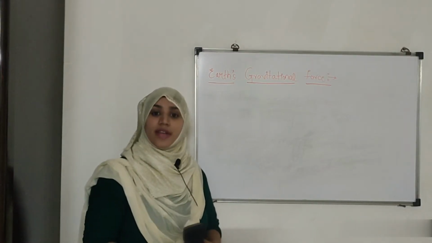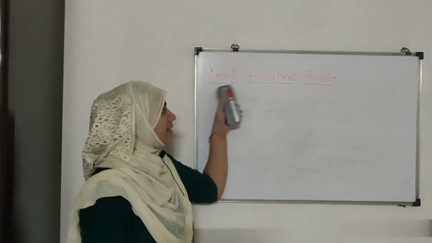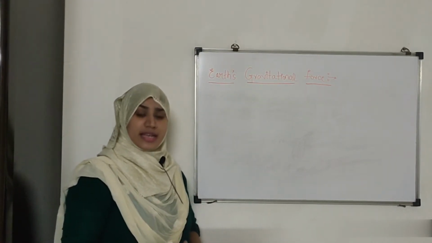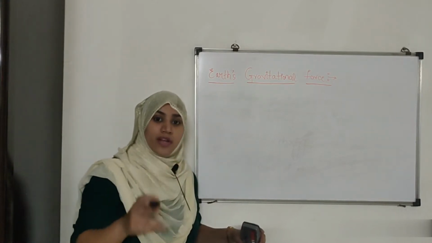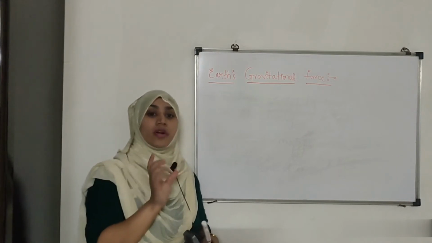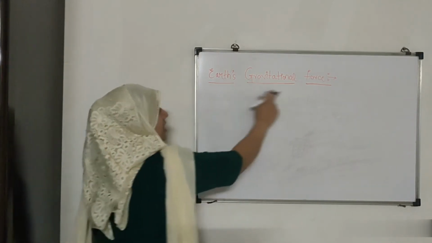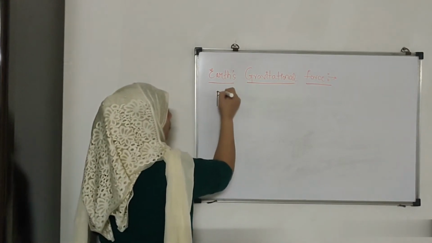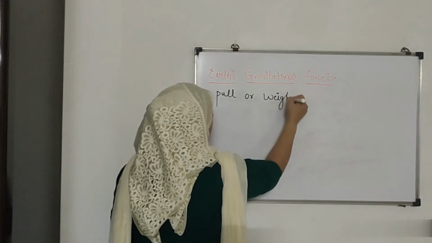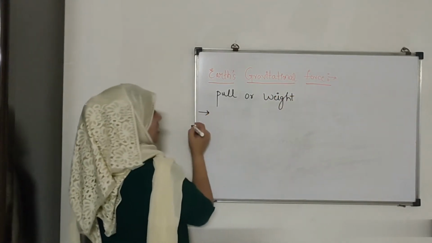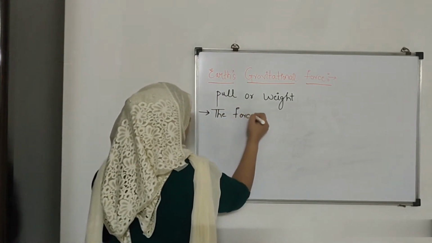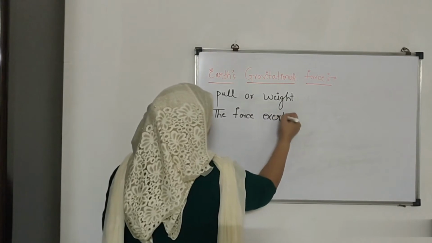So today we are going to start with the topic Earth's gravitational force. What do I mean by Earth's gravitational force? Earth attracts every body present on it. So the force exerted by the Earth on a body is known as the Earth's gravitational force, or pull, or weight of that body. Earth's gravitational force is nothing but the force exerted by the Earth on the body.